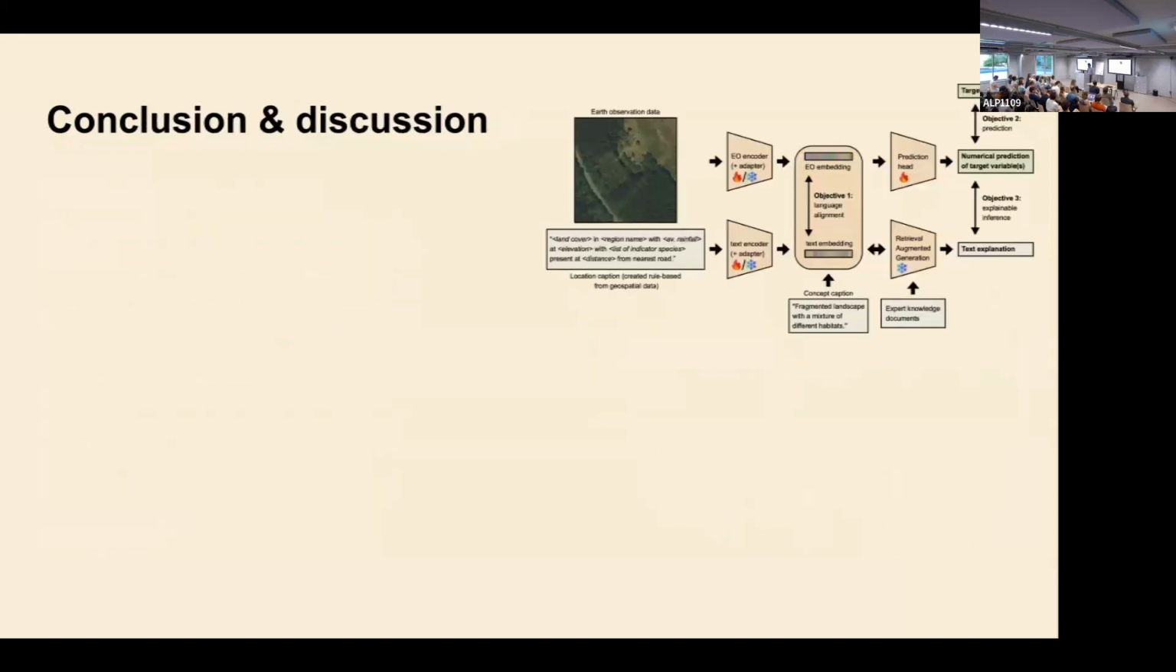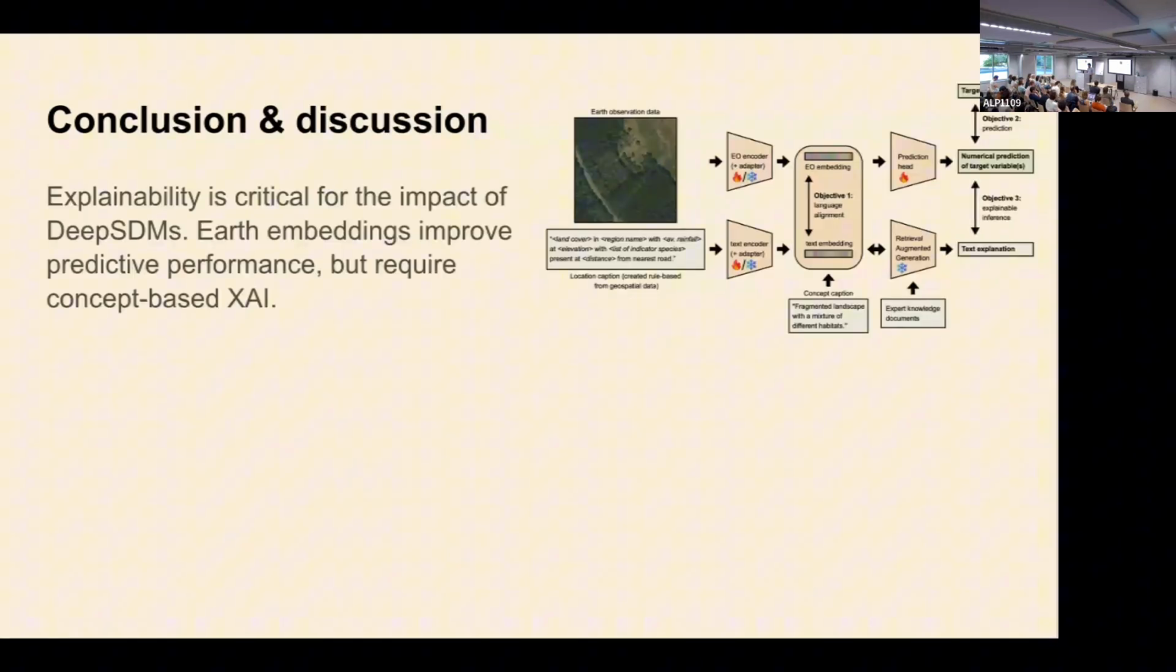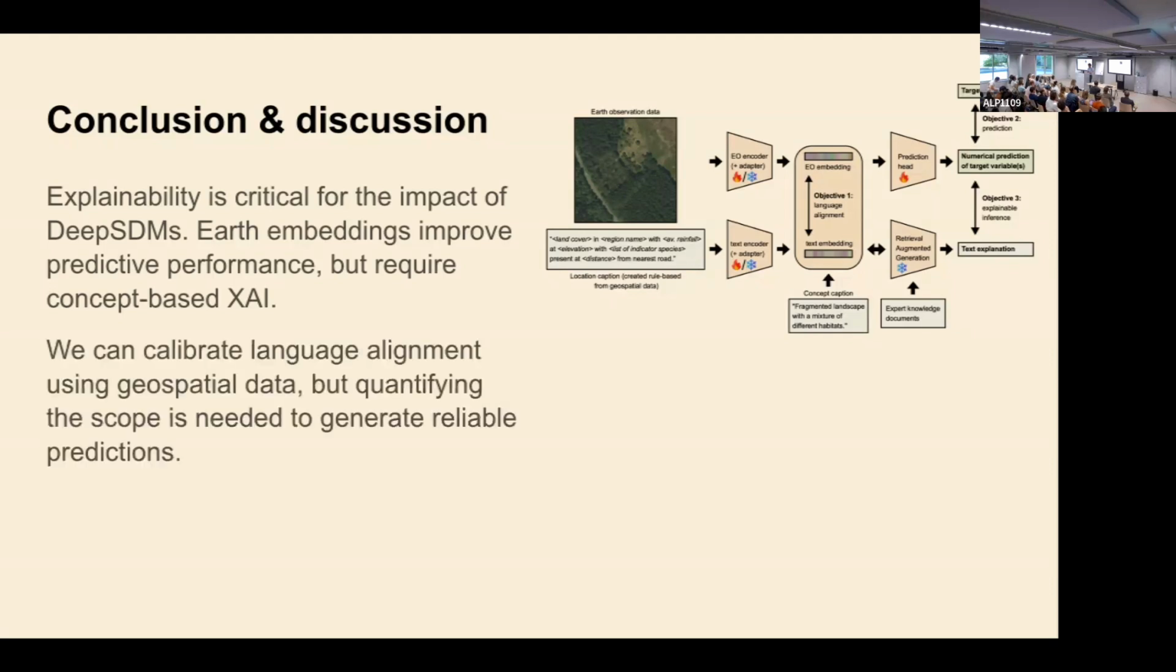Okay, and that's all I wanted to show. Just to conclude, I think explainability is very critical for the impact of deep SDMs. For example, these Earth embeddings really improve predictive performance, but they require some kind of concept-based explainability to be useful, which we try to do here through language aligned with geospatial data. Quantifying what is well aligned and what is not well aligned is very important.